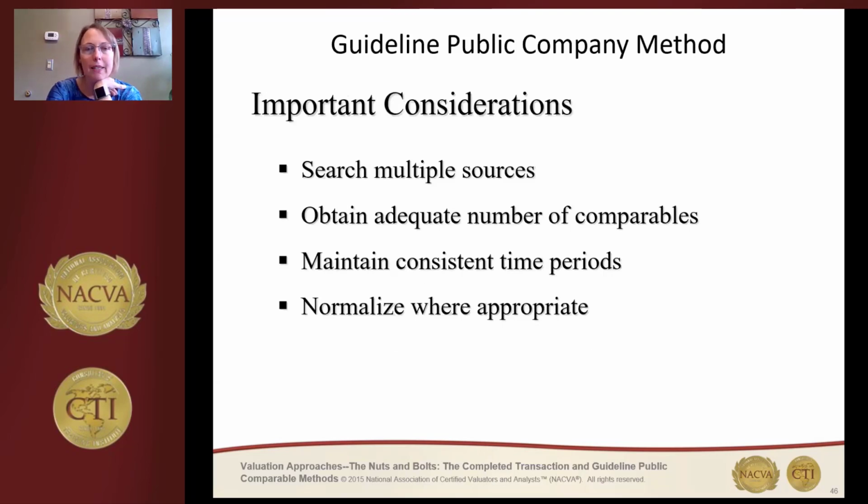So what are some considerations? Search multiple sources, right? Don't just rely on one database. Obtain an adequate number of comparables. If you do a search and all you find is one comparable company, I don't know that that cuts it as being adequate. I might use it as a sanity check, does it make sense, but there's not enough data set there to be able to say that it's comparable. You want to maintain consistent time periods. And then you want to make sure you're normalizing when it's appropriate.